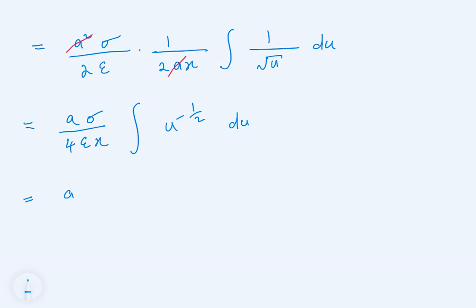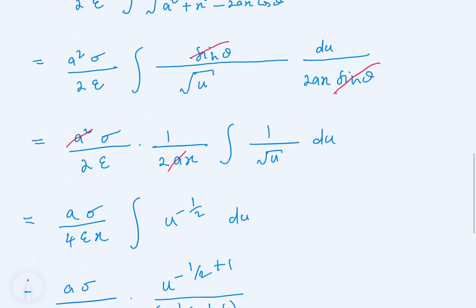Okay, so this is equal to a multiplied by sigma divided by 4 multiplied by epsilon multiplied by x. So we apply the power rule of integrals, which states that this integral is equal to u to the minus half plus 1 divided by minus half plus 1. Okay, all right, so that's what we get. And we are not going to put a plus c here because we're doing this just to get the antiderivative.